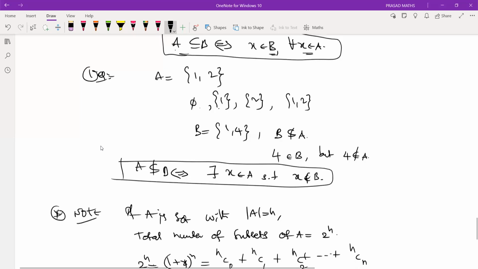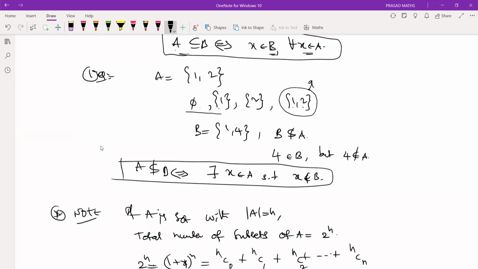Phi, singleton 1, singleton 2, and {1, 2}. Here, {1, 2} is the set itself. A set itself is nothing but an improper subset. Phi and the set itself are improper. In some textbooks phi can also be treated as an improper set, but in most of the standard textbooks, phi cannot be treated as an improper set.